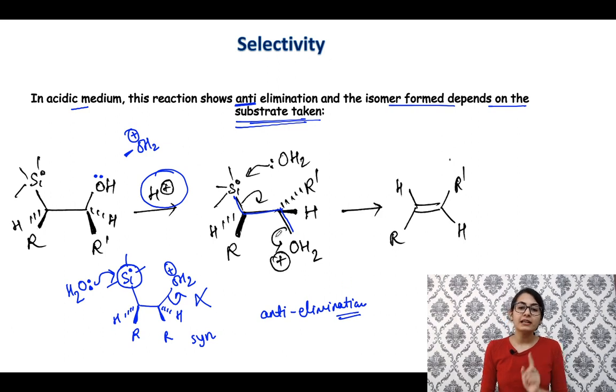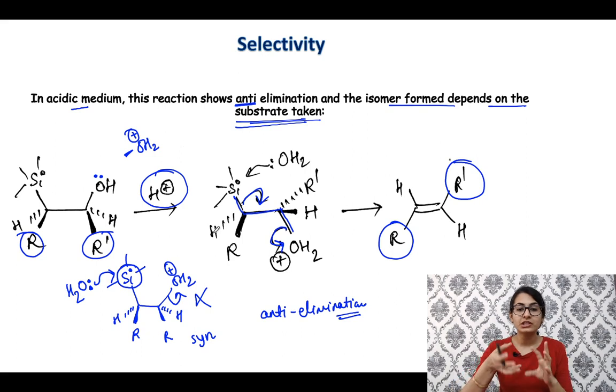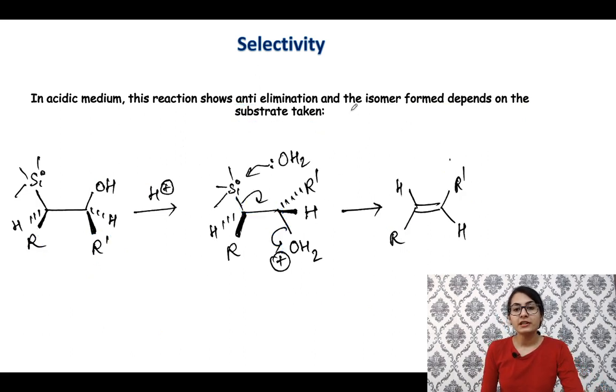So this is anti-elimination, and now what is going to happen? Water attacks silicon, it's going to break the bond from here, and the hydronium ion leaves. Here you get a trans geometry of the alkene. You have to pay very much attention. Why did this happen? Because we started with both the R and the R dash on the same side, and in the product we are getting them trans. Why is this happening? Because the molecule wants to achieve the anti-periplanar position, it has to rotate about this bond. So the statement is proved correct.